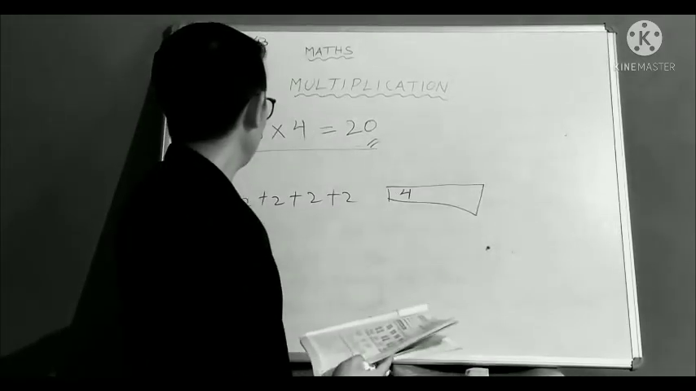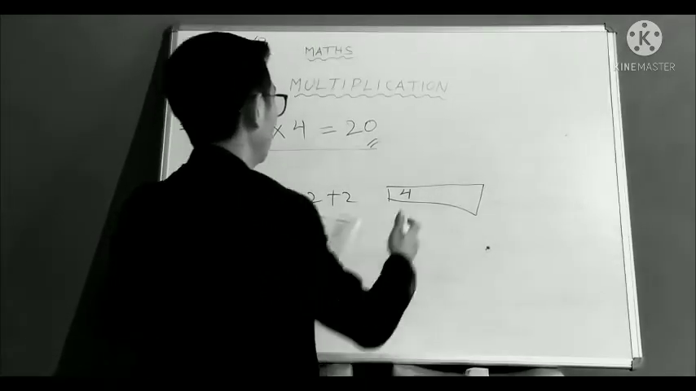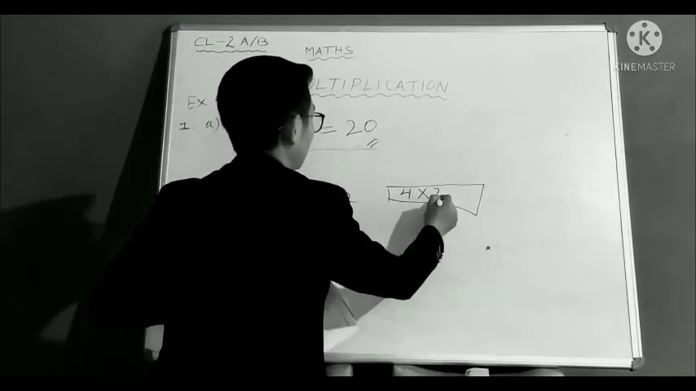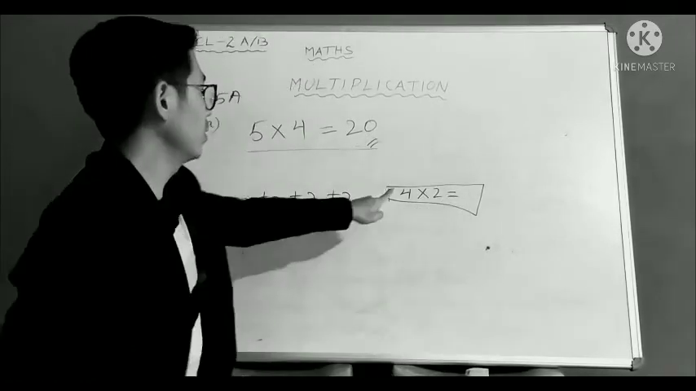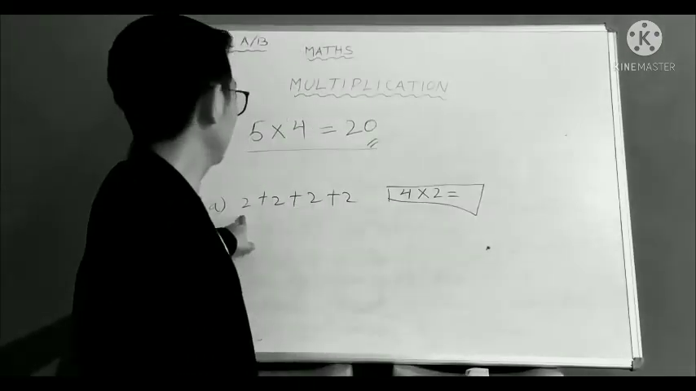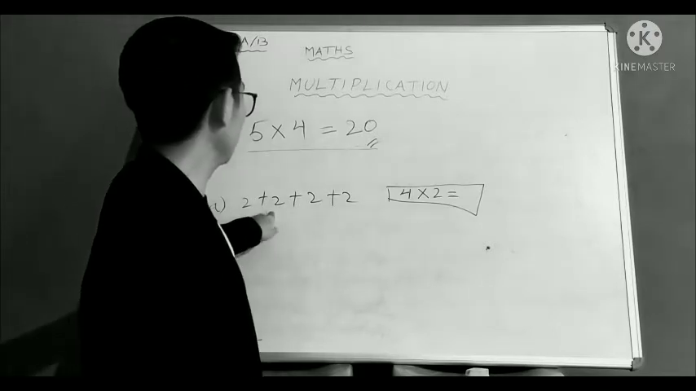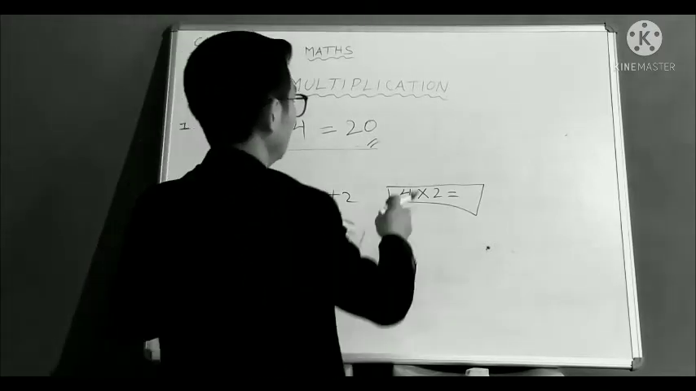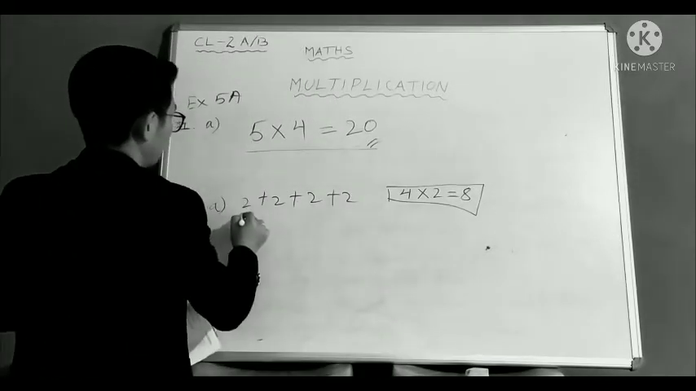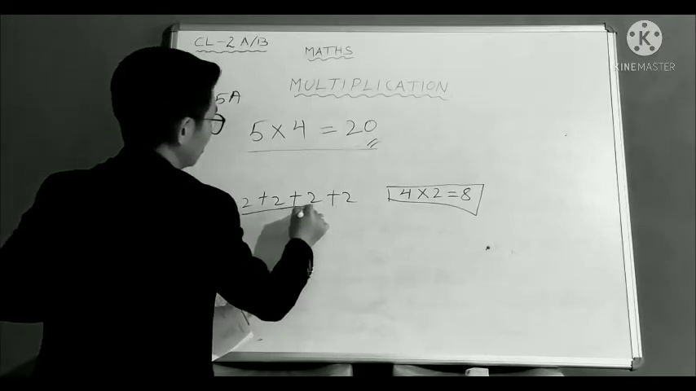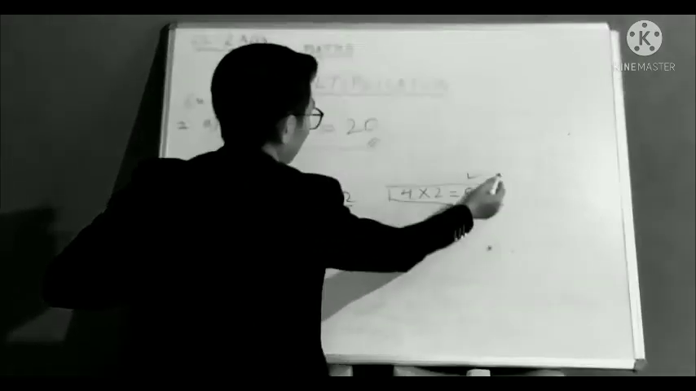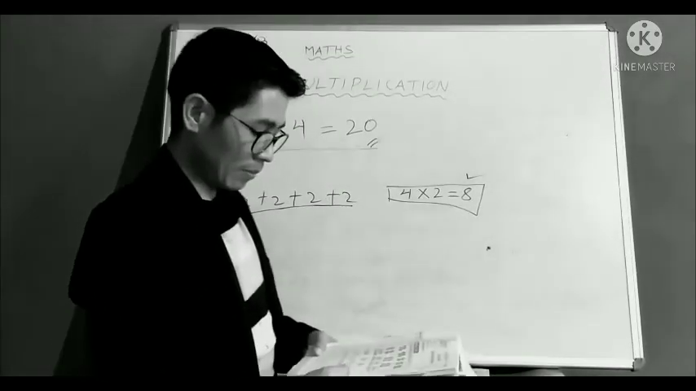So 4 groups, and which number is there? 2. Easy. 4 2's equals. This 4 is the number of 2's, and in each group 2 is there. So 4 into 2 is 8. If you add this, 2 plus 2 is 4, 4 plus 2 is 6, and 6 plus 2 is 8. You will get the answer, which is very easy.